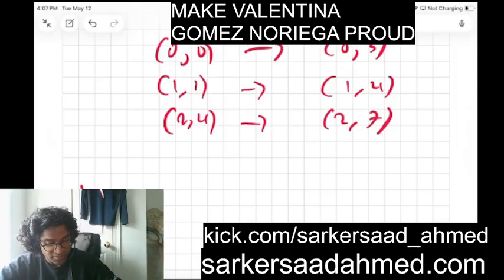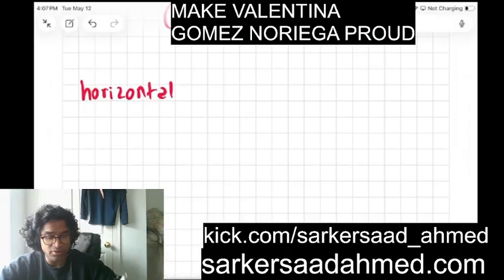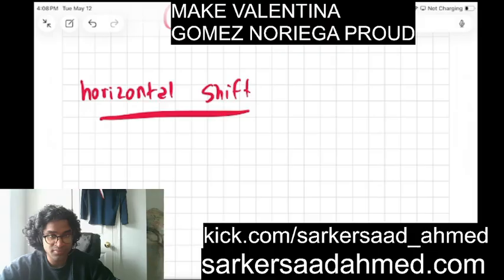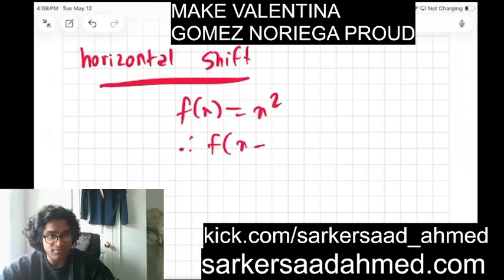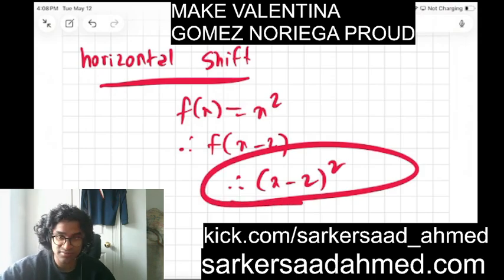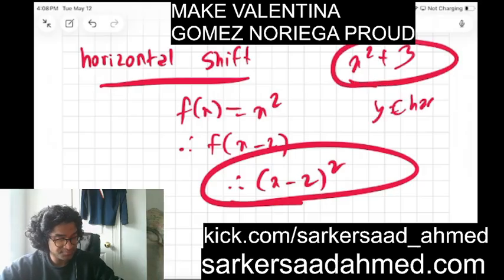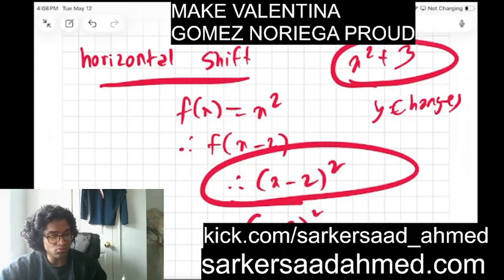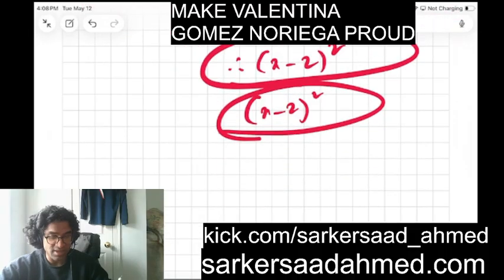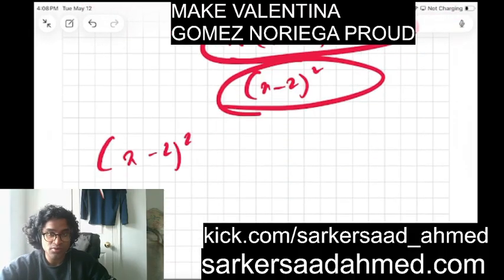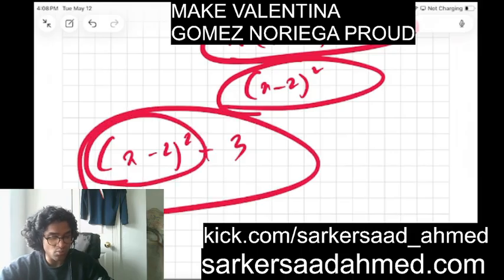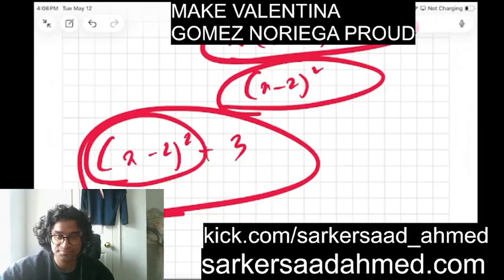Now we're going to do horizontal shift. As long as you know the general equation, everything is easy. I can use the same example, f of x is x squared. If I have f of x minus 2, then I'm going to have (x minus 2) whole squared. So here x changes, right? If I have x squared plus 3, y changes. If I have (x minus 2) whole squared, x changes. If I have (x minus 2) whole squared plus 3, x also changes, y also changes, right?